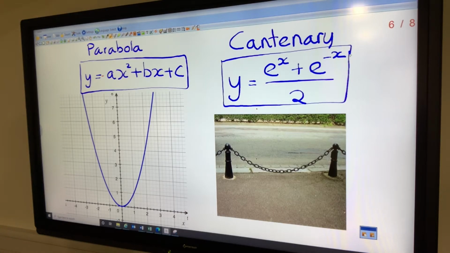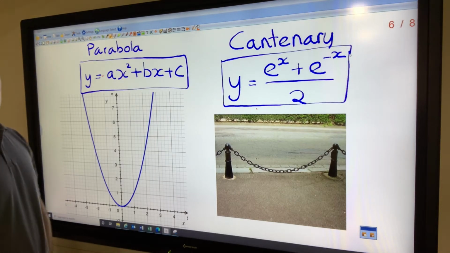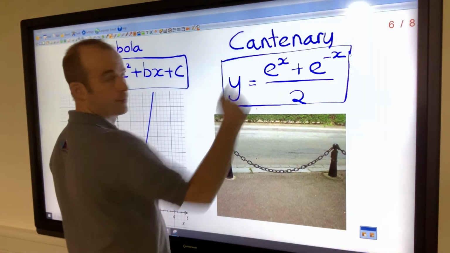HNC hyperbolic functions. So this question involves catenary and pylons.